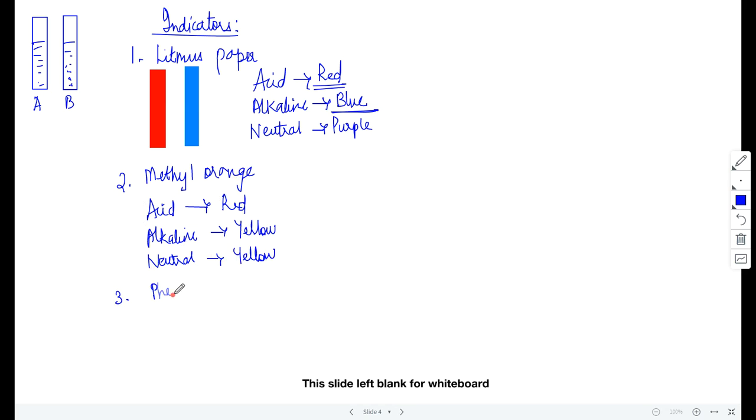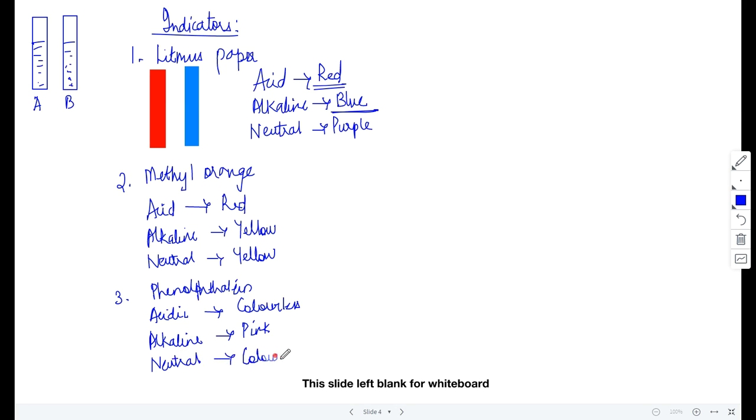Last, I have my indicator phenolphthalein. If it is acidic in nature, it will be colorless. If it is alkaline, it will be pink. If it is neutral, it is again colorless. Okay, so you got the indicators.